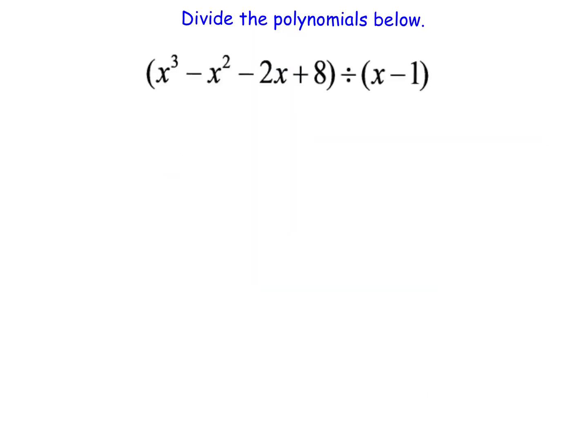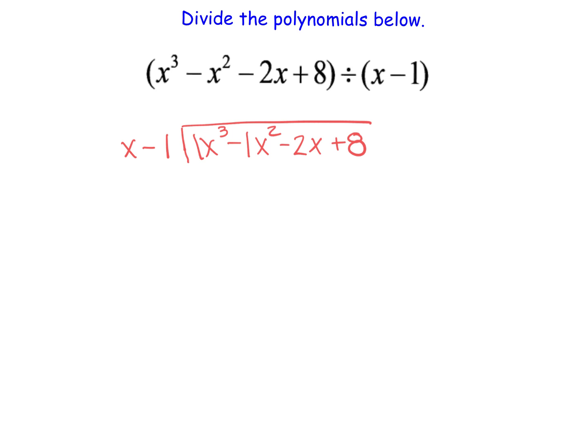So now let's go ahead and try a second example. Again, I'm going to write out my long division notation here, and I can see I'm going to put the ones in: 1x to the third minus 1x squared minus 2x plus 8, and I'm dividing that by x minus 1. So we're going to go ahead and divide these together.